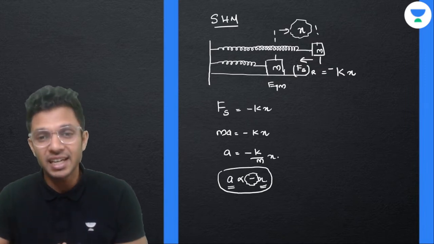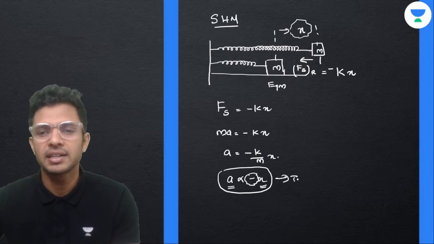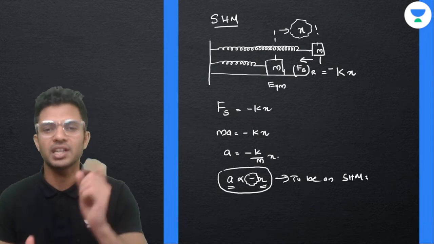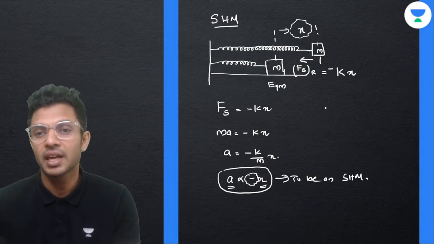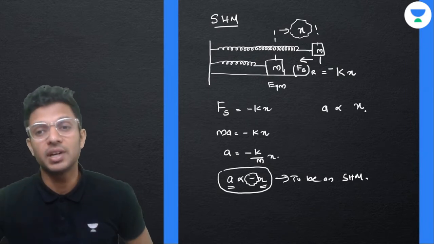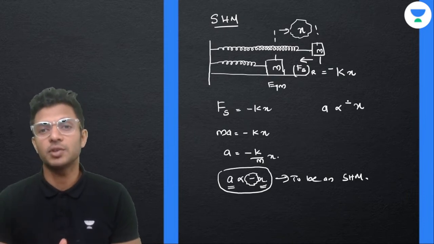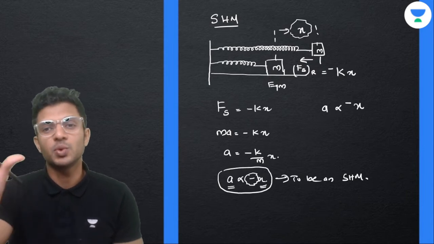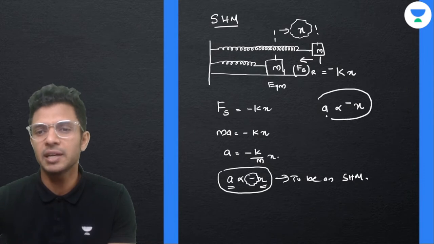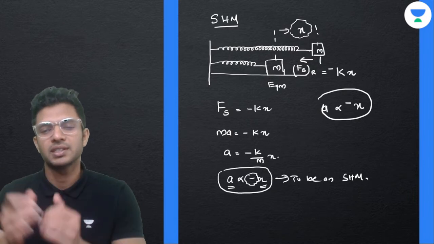And this itself is the condition for any oscillatory motion to be a simple harmonic motion. What are the conditions? First condition is, acceleration's magnitude should be directly proportional to the magnitude of displacement. Second thing is, it should be in the opposite direction of displacement, or it should be towards the equilibrium position. If these two conditions are satisfied, we can call a given oscillatory motion a simple harmonic motion. Simple as that.